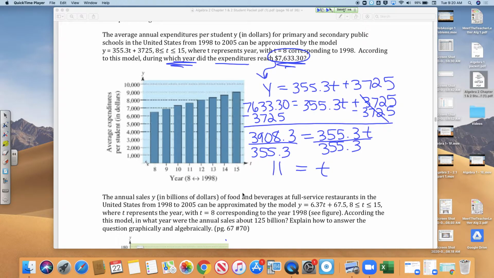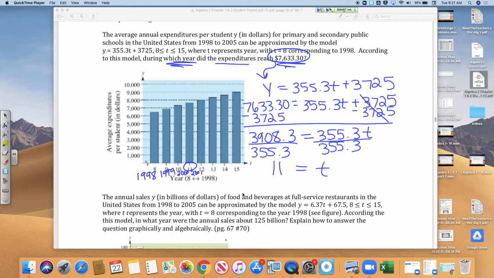So this means that it's 11 years after the starting point. So we know that year 8 means 1998, which means that's our starting point. 1998 is the starting point. So if we're looking at 11, this would be 3 more than that. So 1998 plus 3 is going to end up being 2001. So 2001 would be the final answer then for this one, since year 8 is 1998. This is 1999, 2000, 2001. So here is where we would be, 2001.